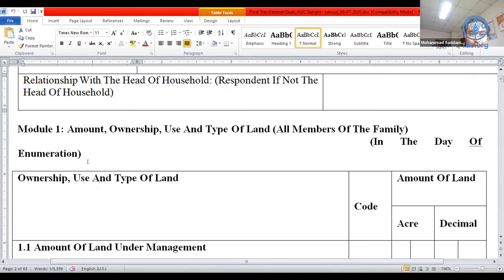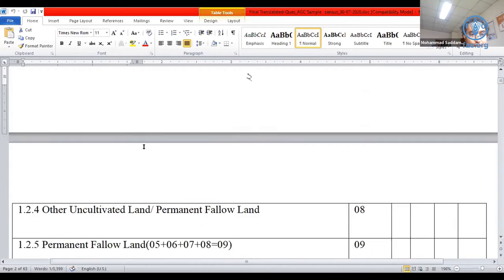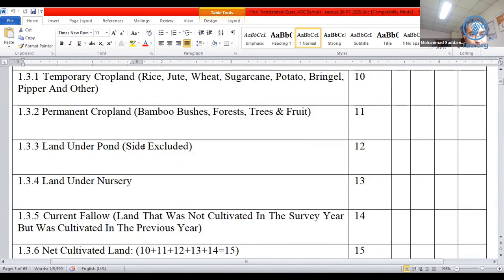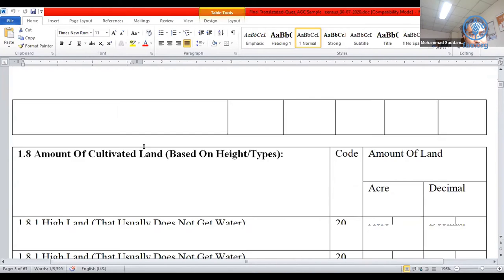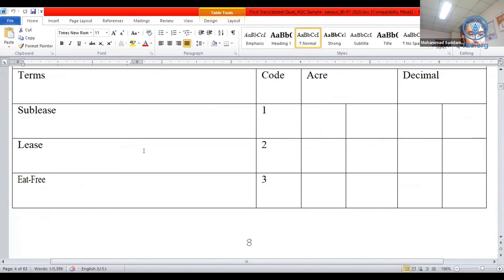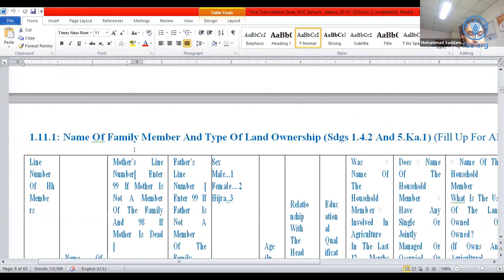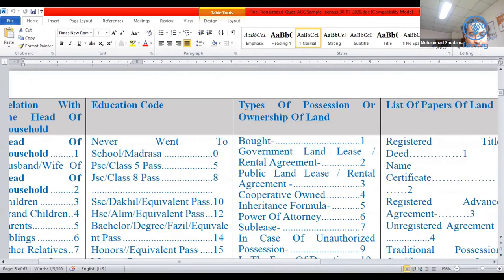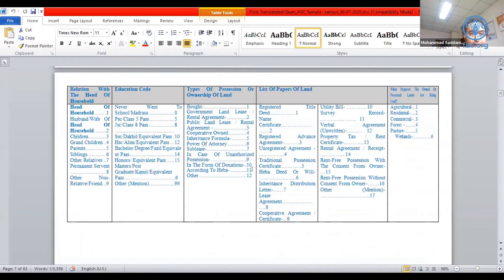The module one, it was in total 7 modules, as I explained before. The module one covers the amount, ownership, use, and type of land, all members of the family. This is 1.1, name of the family members and type of land ownership. And it's related to the indicators 1.4.2 and 5.a.1. And this is the question related to the relationship to the head of the household.